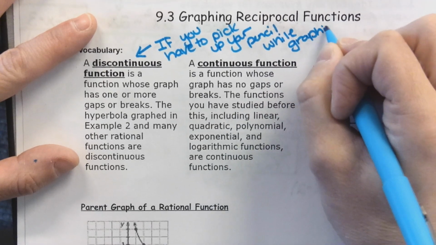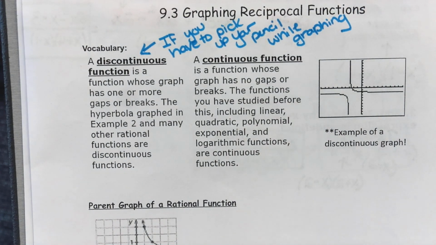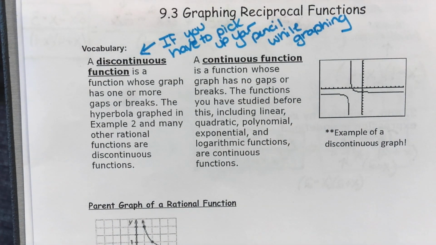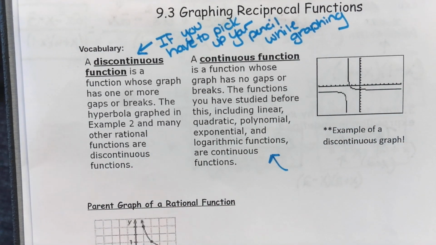So it is discontinuous if you have to pick up your pencil while you are graphing. Look at the graph over here. Do you see how in order to draw it, I could draw this piece of it? We call those arms. I could draw this arm, and then I would have to pick up my utensil, and then I'd draw the other piece. So if you pick up your pencil, it is discontinuous. If you do not pick up your pencil, that's when it's continuous.